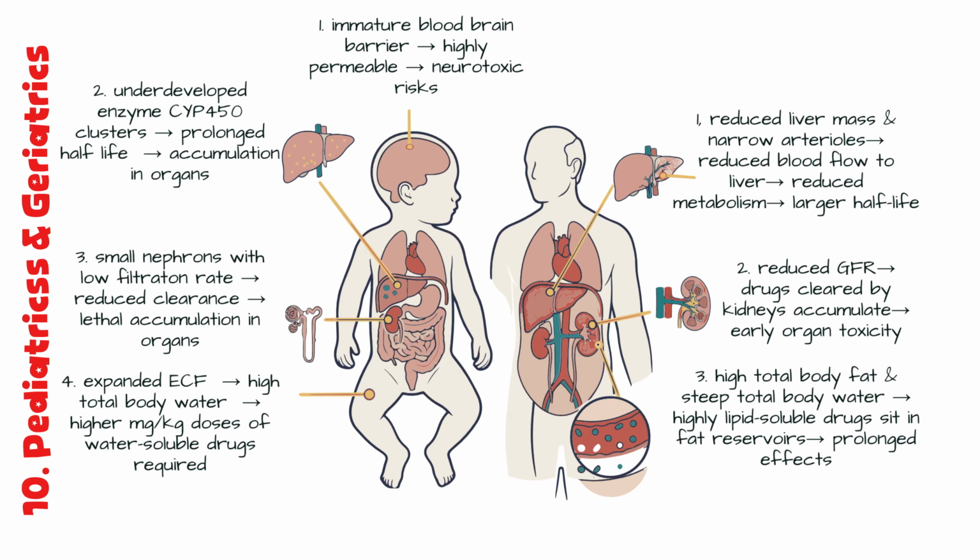4 things make an infant's body handle drugs completely differently from an adult's. The blood-brain barrier is immature and highly permeable, so drugs cross into the brain far more easily. That's extreme neurotoxic risk. The liver's CYP450 enzyme systems are underdeveloped, so half-lives stretch out and drugs accumulate in the organs. The kidneys have small, low-filtration nephrons, so clearance is reduced and accumulation can become lethal.